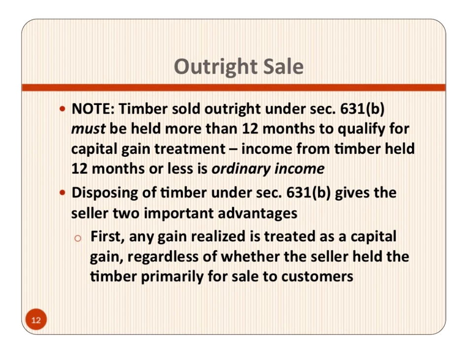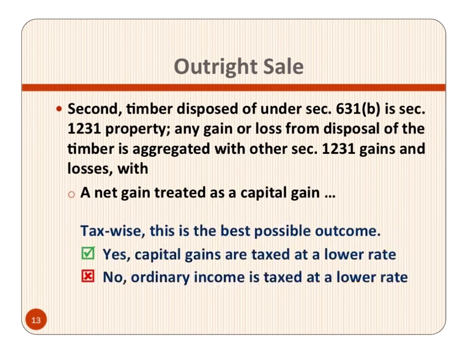Disposing of timber under Section 631B gives the seller two important advantages. First, any gain that you realize is treated as a capital gain regardless of whether you sell the timber primarily for sale to customers. And secondly, timber disposed of under Section 631B is Section 1231 property, so that any gain or loss from the disposal of the timber is aggregated with other Section 1231 gains and losses, and a net gain is treated as a capital gain.